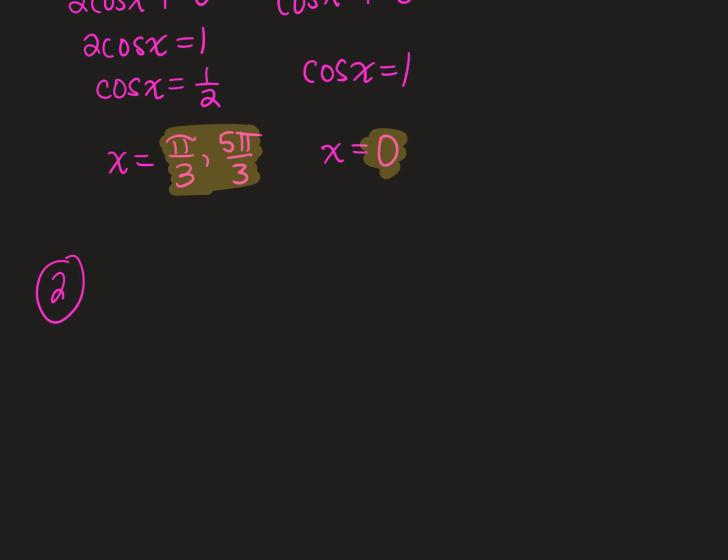So let's do 2 is 3 secant squared of x minus 2 tangent squared of x minus 4 equals 0.